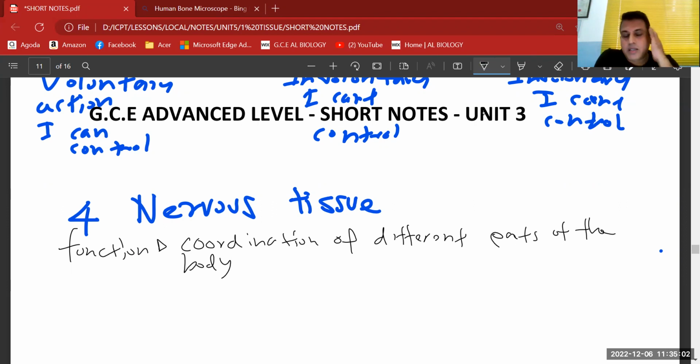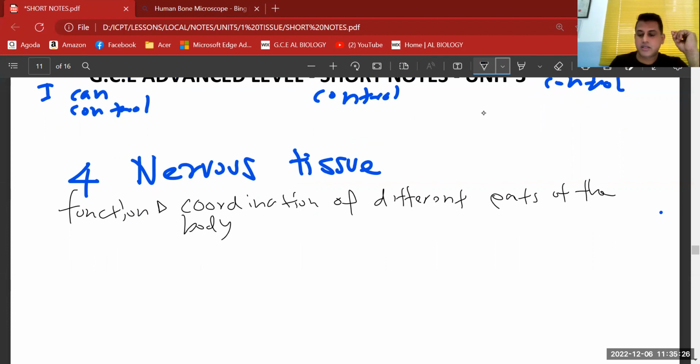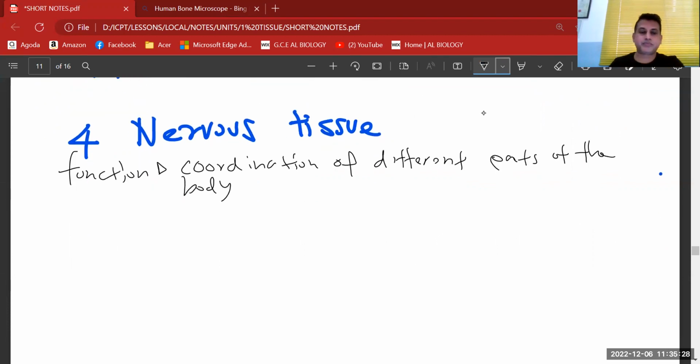For example, the brain is the main part of the nervous system. The brain can coordinate with the legs when we walk. The muscles contract and relax, which enables us to walk. And another thing is another example of the nervous system.